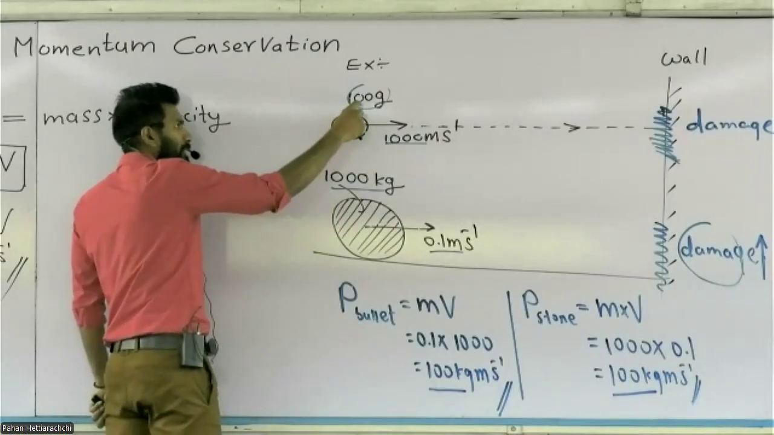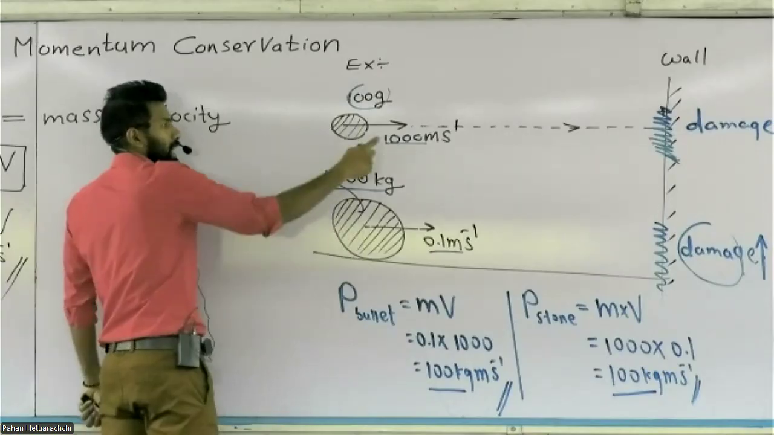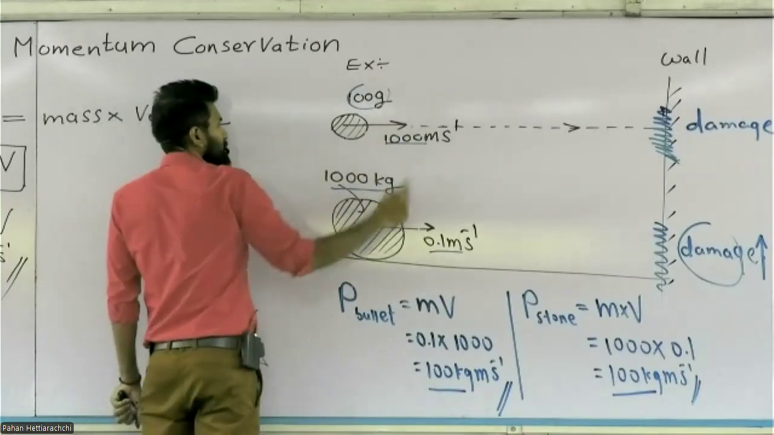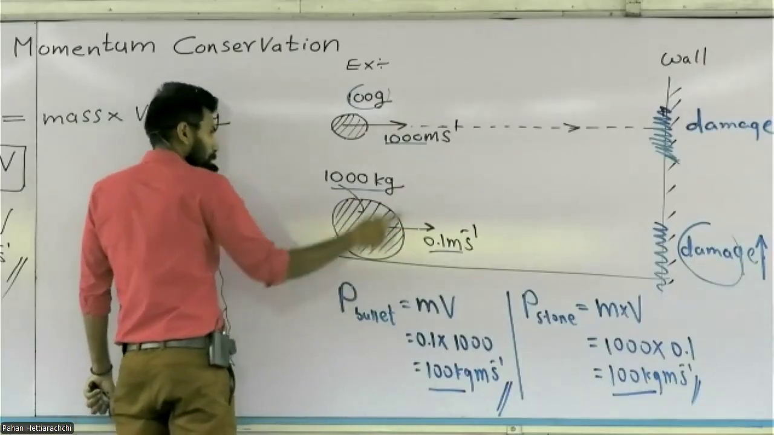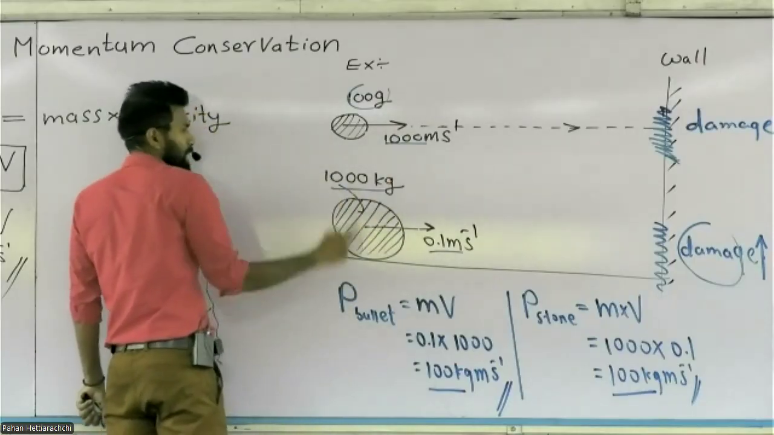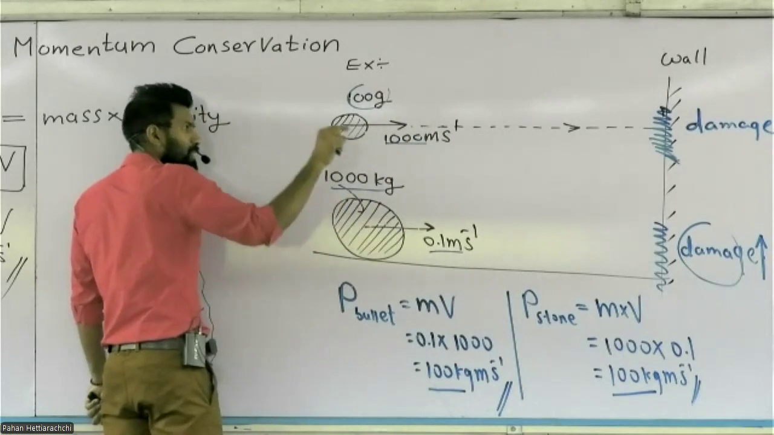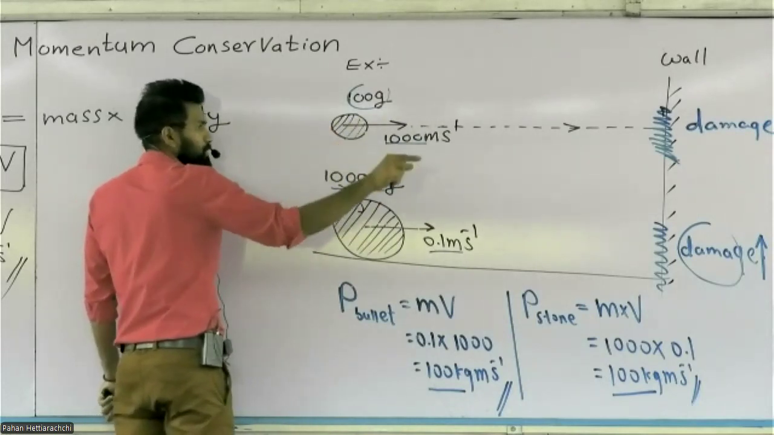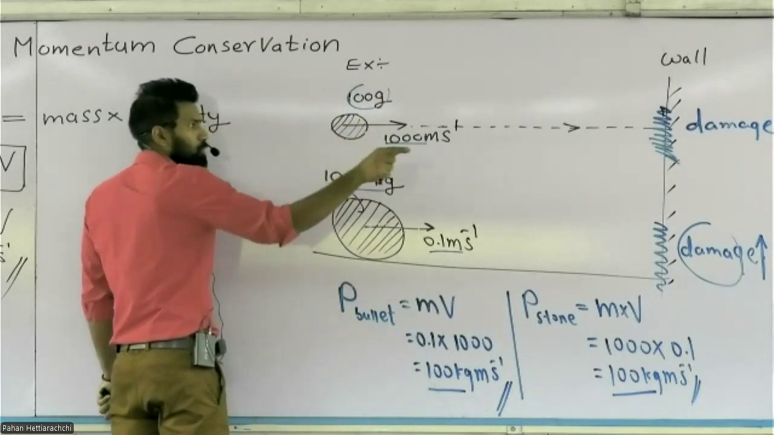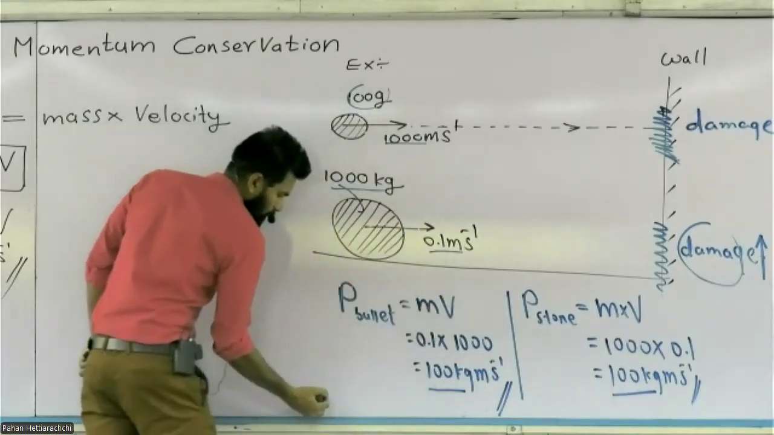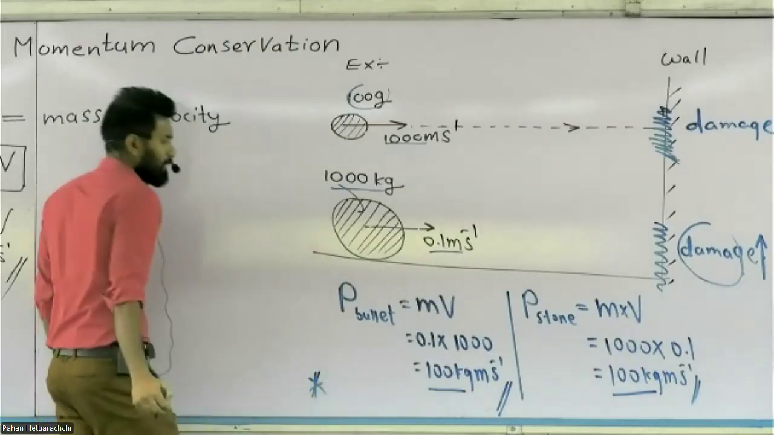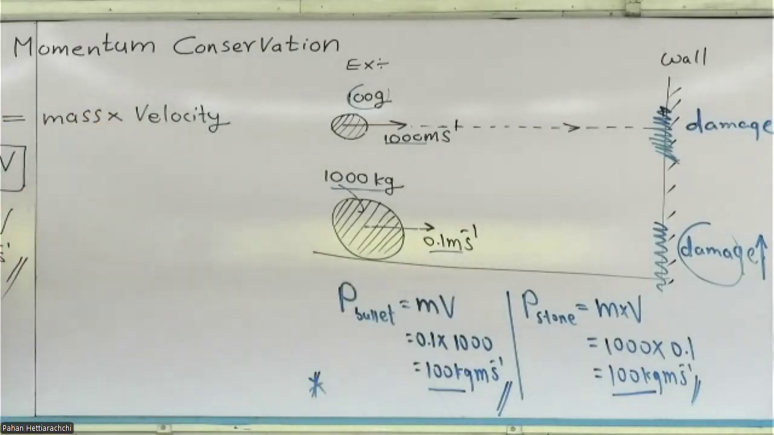Sometimes the masses are smaller, but as the velocity is high, the damage is high. Sometimes the masses are larger and the velocity is low, but again the damage is high due to the mass. So the damage is caused by the mass as well as the velocity. So mass into velocity is the cause of the damage. That's what the meaning is. Okay. You can write a small star mark after this.